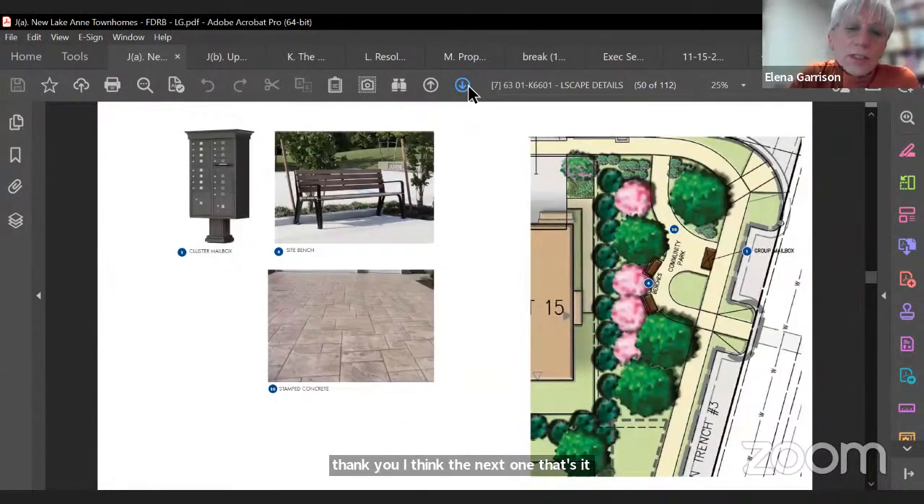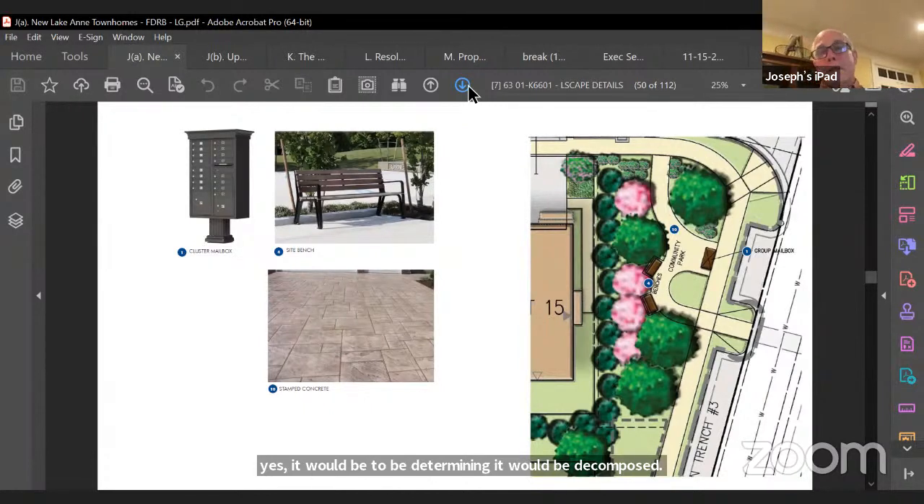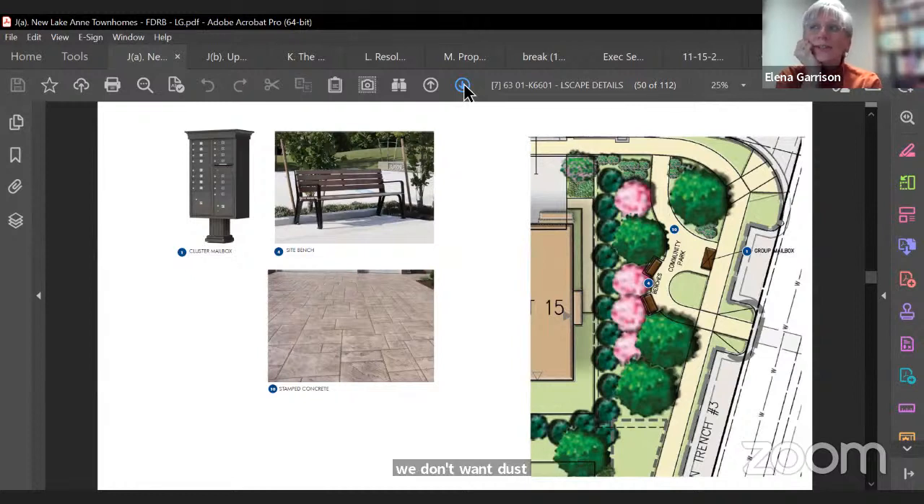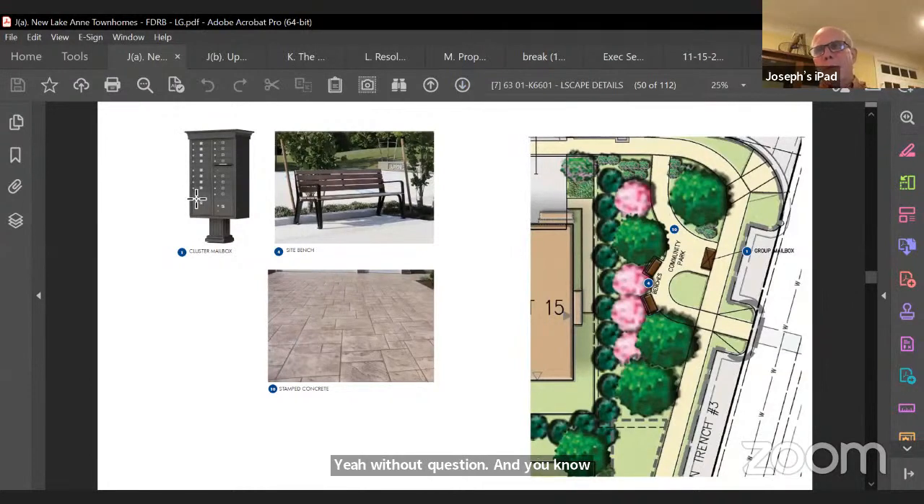Can I ask a question? Absolutely. Is it a low dust gravel? Yes, it would be. To be determined, it would be decomposed granite, which has a binder to it, which helps, or it could be a small pea gravel. So low dust. Yes, we don't want dust. Having had 2 golden retrievers at a dog park, a low dust gravel is preferable. Yeah, without question. And what's interesting is this is a very small dog park, so they won't have a good head of steam in there. But dogs will be as active as they want. So we want to keep it as friendly for the occupants of the dog park as well as the neighbors.